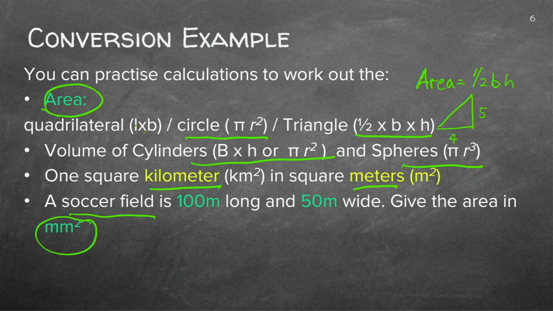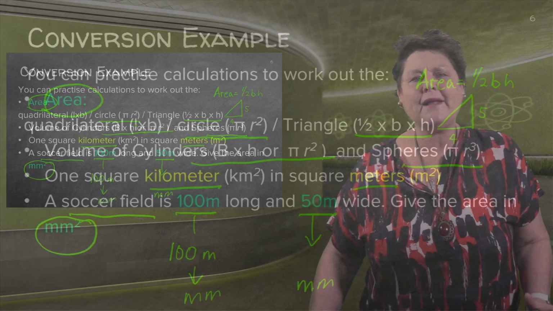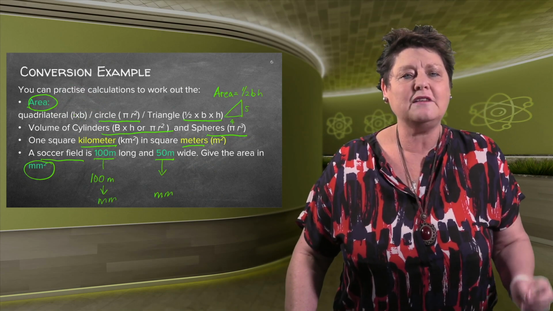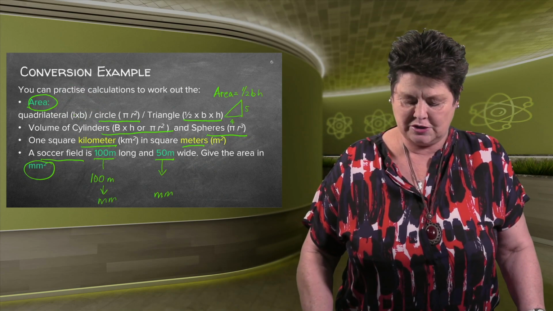Now that would be insane to measure a soccer field in millimeters. Given to you is 100 meters long and 50 meters wide. So you will have to say that would be 100 meter, and you've got to take that to millimeter, and then that one to millimeter. That's the kind of practice that you'll have to do at your own time to get a grip of conversions.